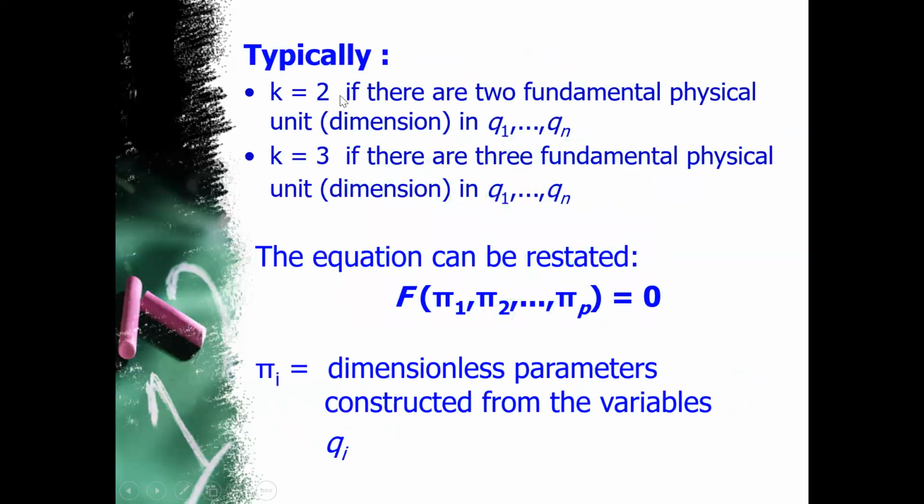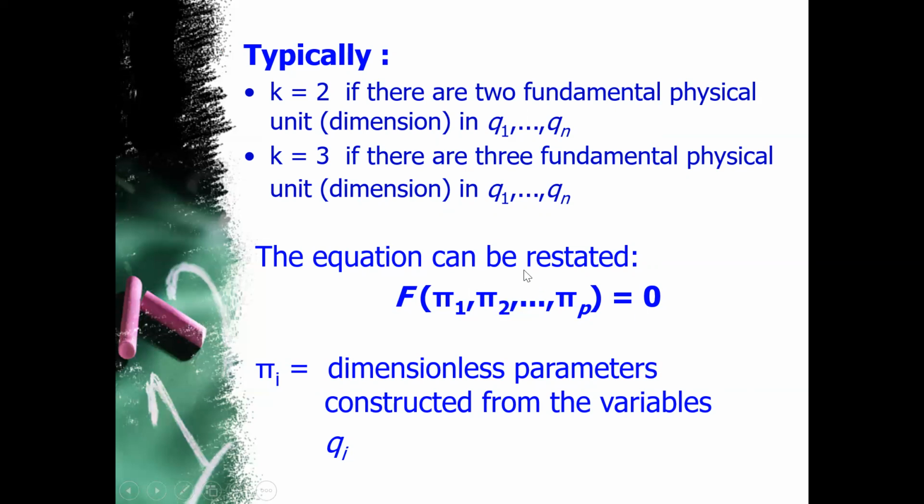Okay, so let's look at some further explanation. K equals 2 if there are two fundamental physical unit dimensions. This is what I mean by K. You can have capital K, to be consistent with the previous slide. K will be equal to 3 if there are three fundamental physical units. So K is the fundamental dimensions. We'll look into this later. So the equation can be restated as this. You can take note that instead of the variables, now we have the dimensionless groups, pi 1, pi 2, and so on.